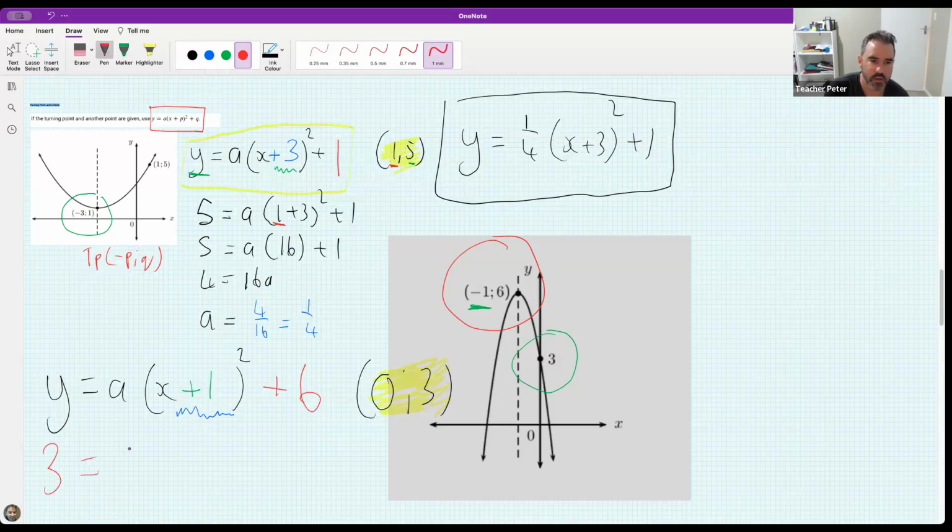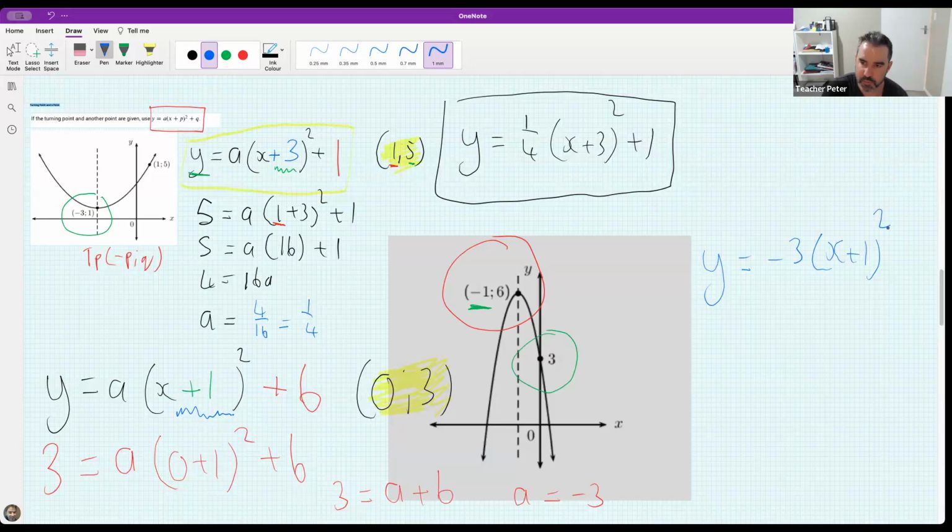So we get 3 equals a (0 + 1) squared + 6. And then what have we got? Now 1 squared is 1. Oh, that's not very exciting. So 3 equals a + 6. So then a must just be, take away 6 from both sides, -3. So the good news is the negative I was hoping to get has appeared. And then the final equation of my parabola in the turning point form is -3 (x + 1) squared + 6.